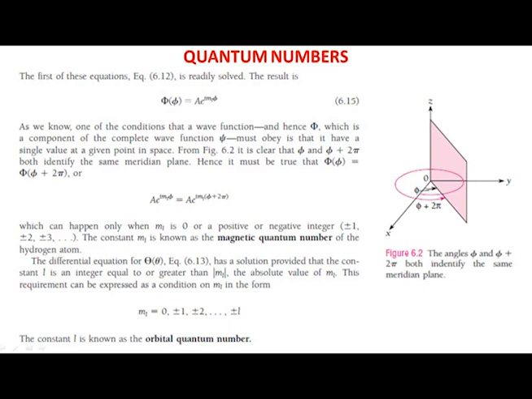So for this to be obtained, this ml should have values ranging from 0 to plus or minus 1 up to plus or minus L, and L is an integer whose value is equal to or greater than ml, taking it in the reverse order.